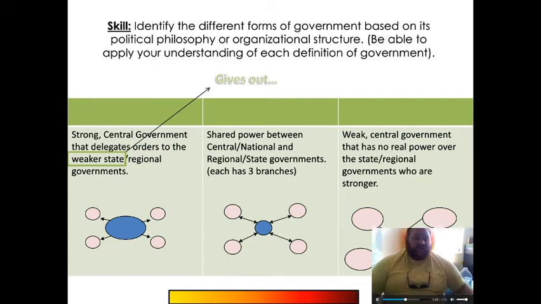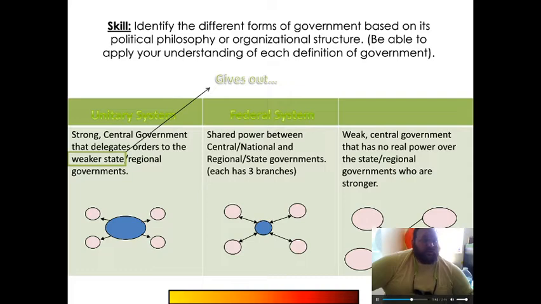All right, so let's go over this. A strong central government that delegates orders to the weaker state or regional governments. So what type of system of government or form of government is this? Well, this is going to be a unitary system, and that's really hard to see. A unitary system of government is where the central government has all the power and the states are very, very weak.